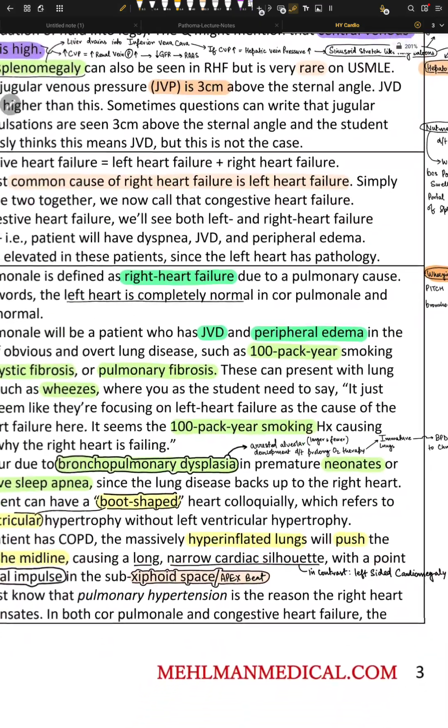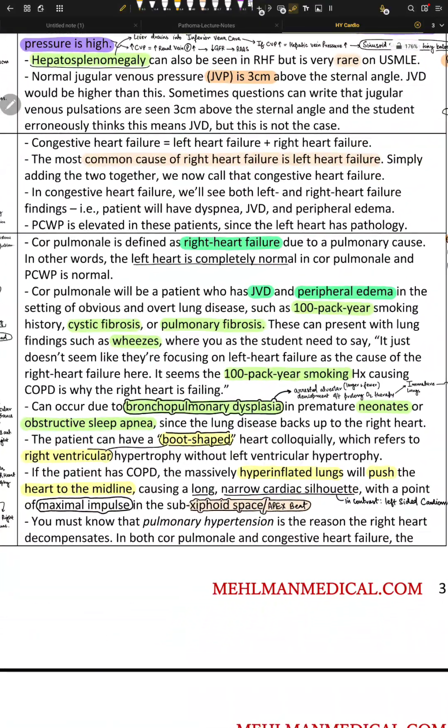Okay, so it just doesn't seem like they're focusing on the left heart, right? The NBME, as the cause of the right heart failure here, it seems like the 100 pack year smoking causing COPD, why right heart is failure. Okay, that's very simple things.